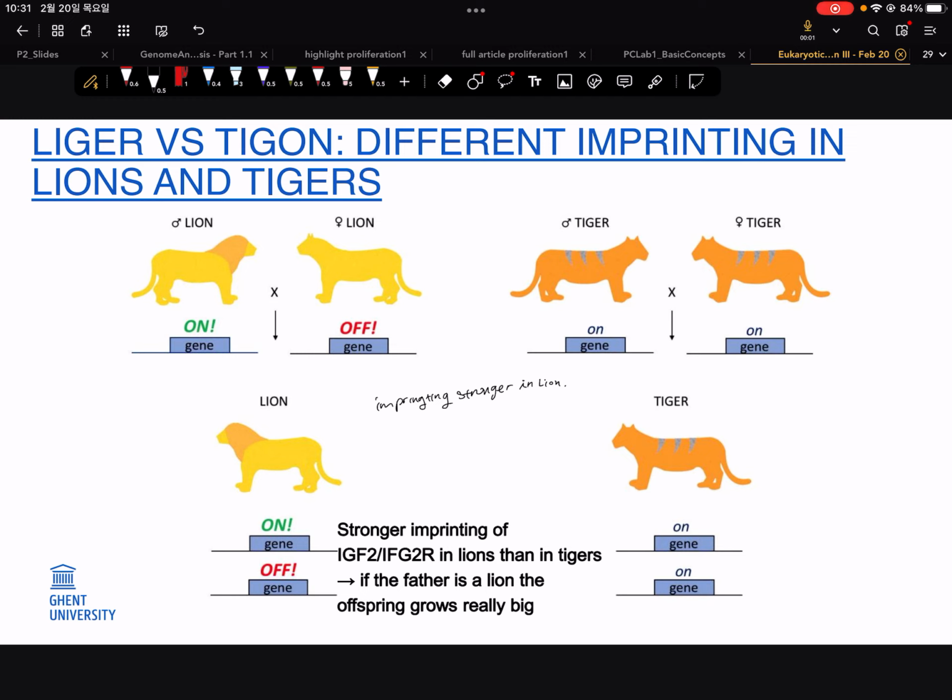And so if the father is a lion, you have extremely strong expression of IGF2. And that leads to this huge offspring, the huge child that we saw there. So the offspring grows enormously big if the father is a lion.